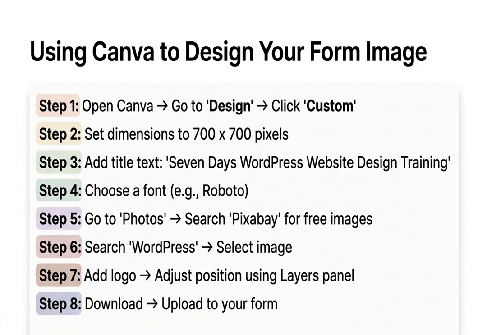Then go to the Photos section and search for free images on Pixabay, which is integrated into Canva. Search for WordPress, pick an image you like, and add it to your design. You can also add a logo. Use the Layers panel to position everything properly, so nothing overlaps awkwardly. Once you're happy with the design, download it and upload it directly to your form. Take your time with the design. A polished image makes a real difference.